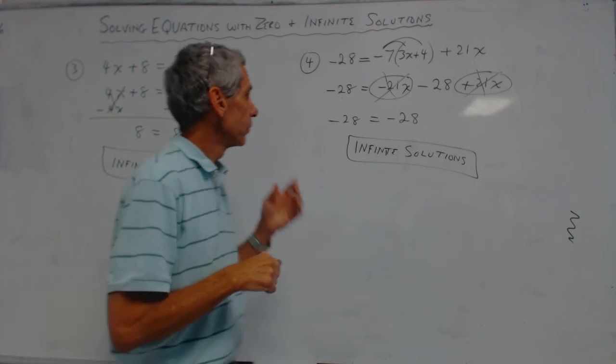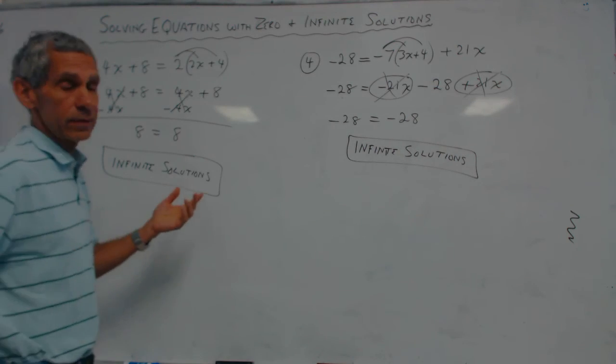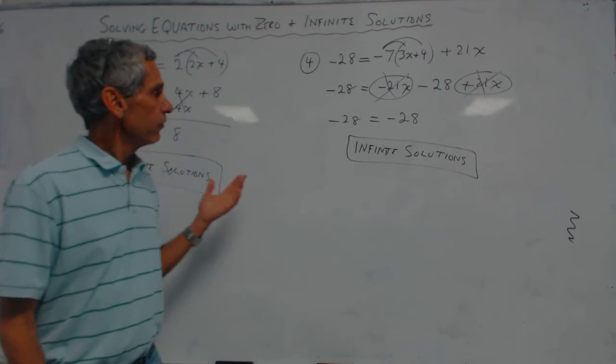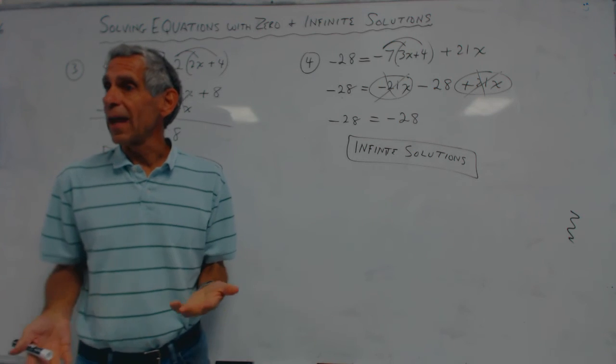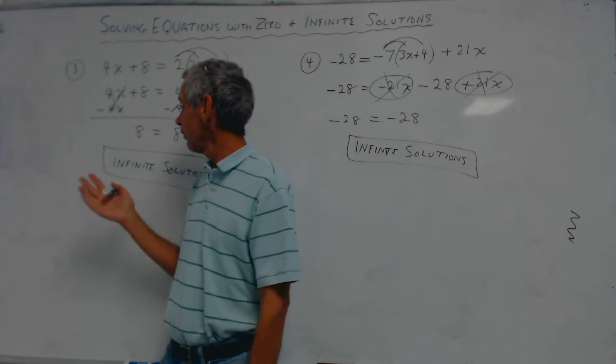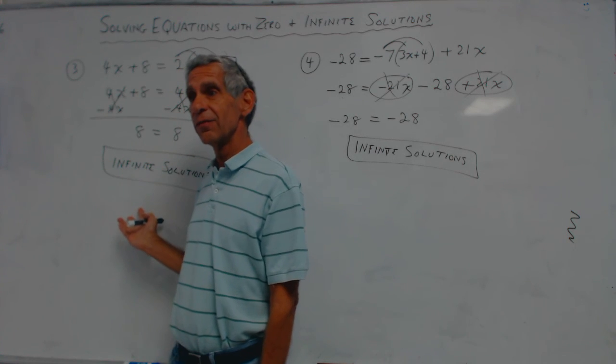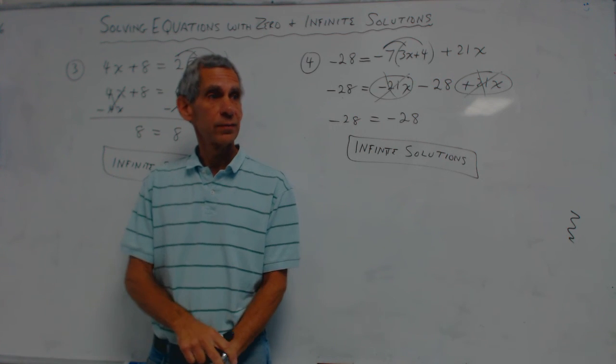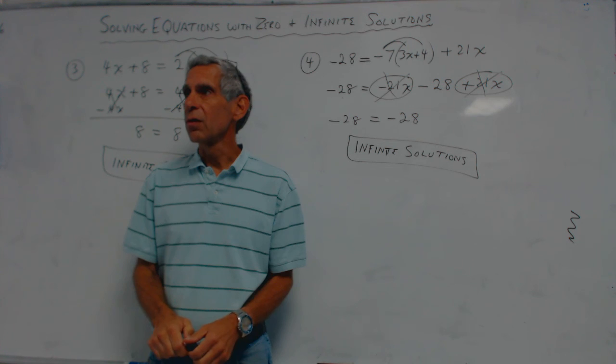Yeah. So anyways, that's all it is. It's pretty straightforward, right? If your x's cross out completely and you have a true statement, it's an infinite solution. If you had a false statement, it's no solution, okay? That's all it is.